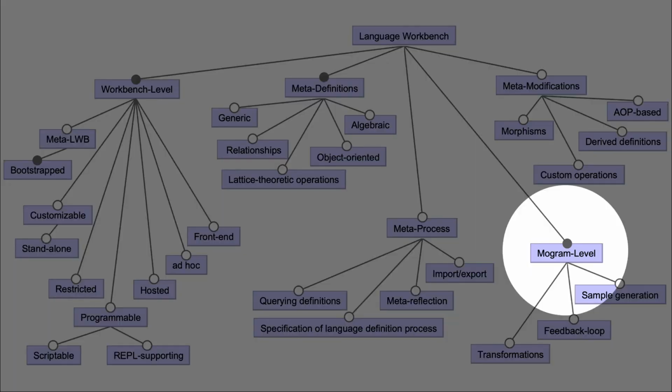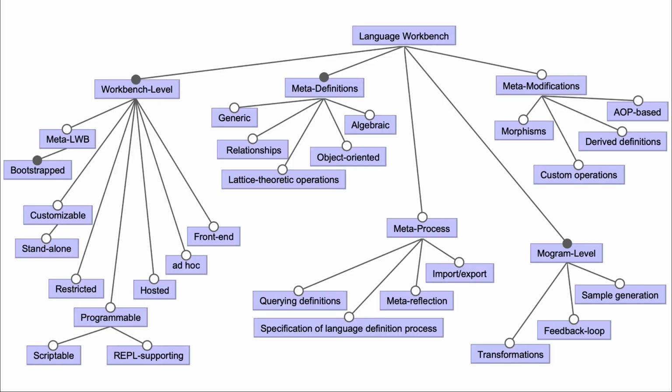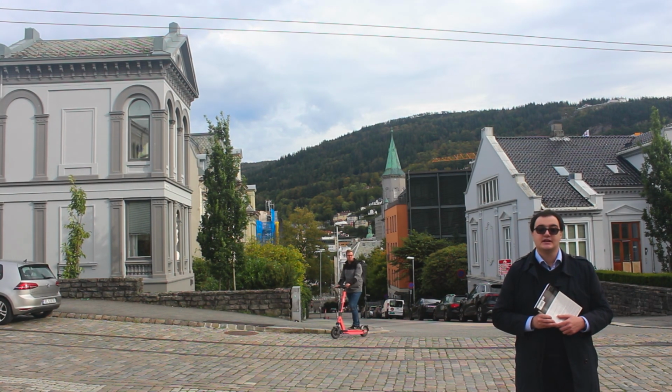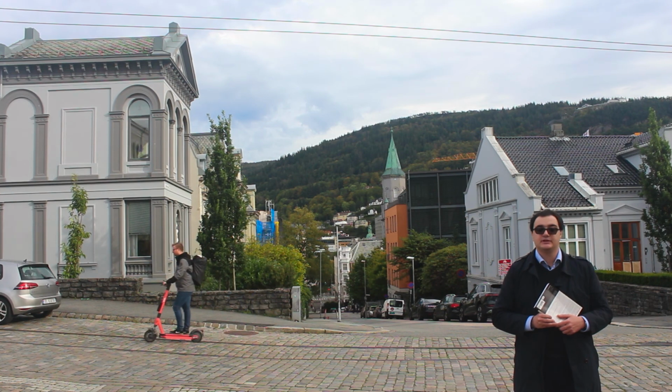Finally, the mogram level group is about functionality that the language workbench can have with respect to mograms. This includes generating sample mograms, performing operations on them, for example, slicing, mutation, or defining a feedback loop from mograms to change the language definition or even the behavior of the workbench itself. Fundamentally, the proposed vision is based on a simple idea of having algebraic specifications for all stages of the development journey in a language workbench.